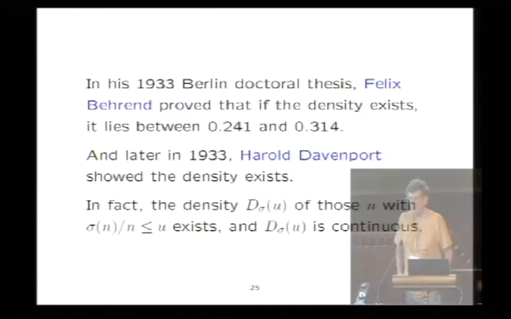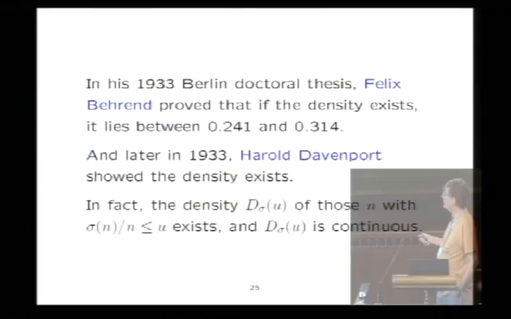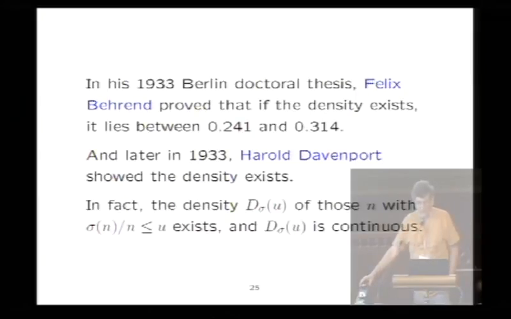In fact, Davenport proved a much stronger theorem. So consider the function d sub sigma of u. D sub sigma of u is the density of integers n which satisfy the inequality sigma n divided by n less than or equal to u. So if u is equal to 2, then these numbers n include the perfect numbers and also the deficient numbers. And so the complement of this set when u equals 2 is the set of abundant numbers. And so Davenport proved that this density exists, and in fact this is a continuous function of the letter u.